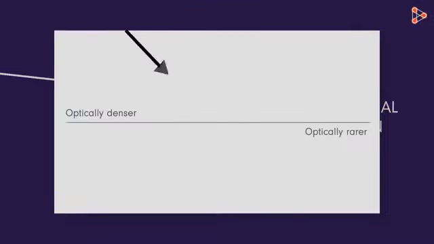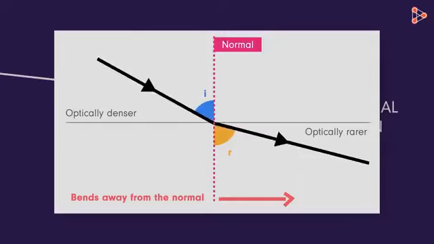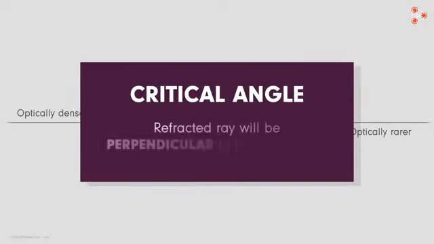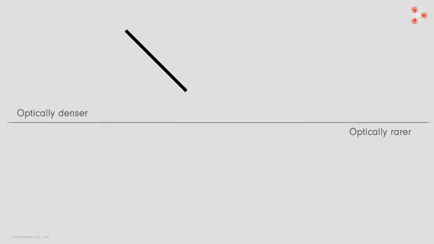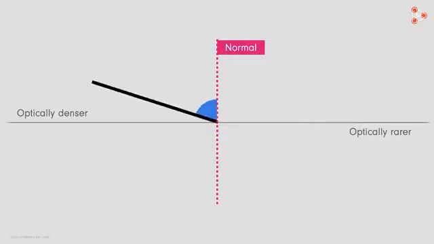We know when the light travels from an optically denser to an optically rarer medium, it bends away from the normal. And greater the angle of incidence, greater will be the angle of refraction. But here's the interesting part. There is some angle called the critical angle at which the refracted ray will be perpendicular to the normal line. That's right. At this angle of incidence, we can see that the refracted ray is perpendicular to the normal. And if I further increase the angle of incidence, then the refracted ray will now travel through the incident medium. So if you notice, the ray is actually reflecting in the same medium.